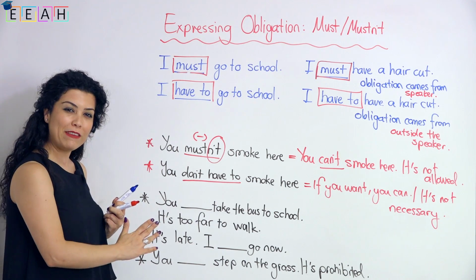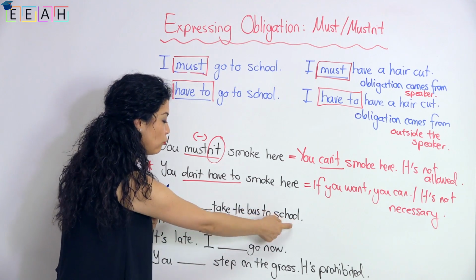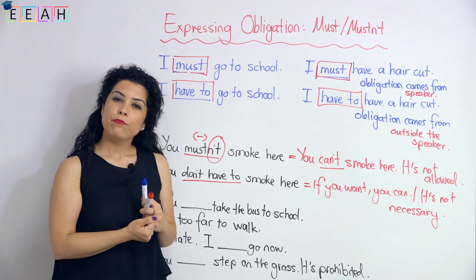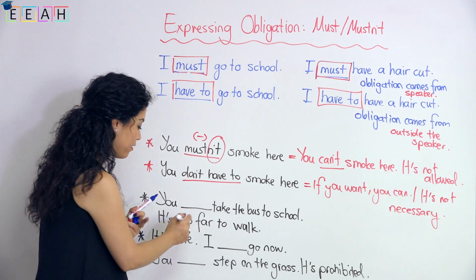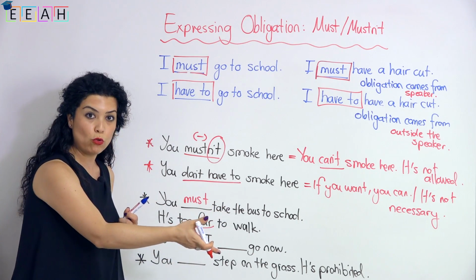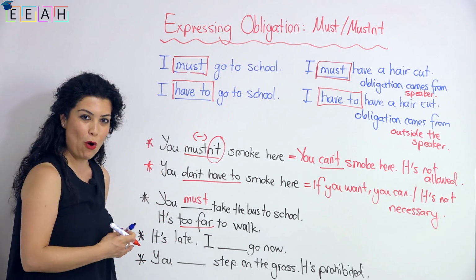Right, let's practice a bit more with these examples. Look at this. You take the bus to school. It is too far to walk. So, is there a written rule here? No, but the person thinks it's too far. Yes, so I say, you must take the bus to school because it's too far. You can't walk. It's unreasonable to walk.